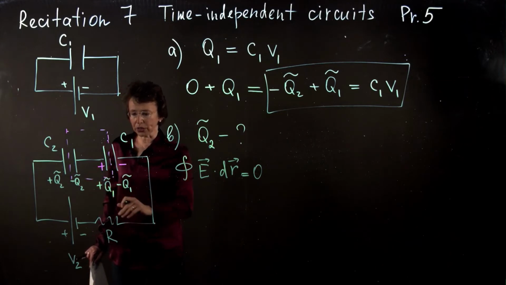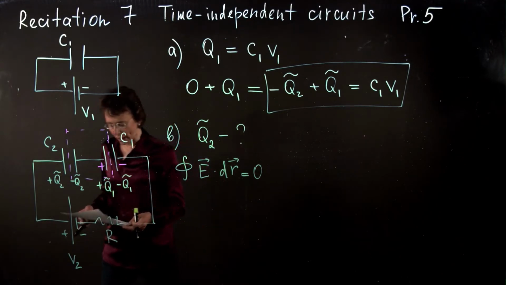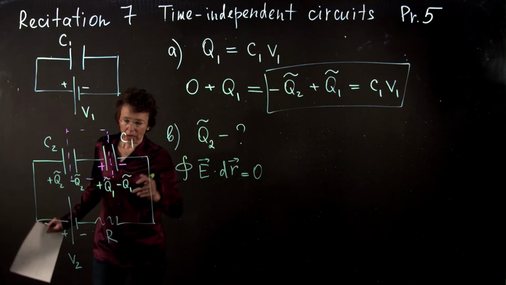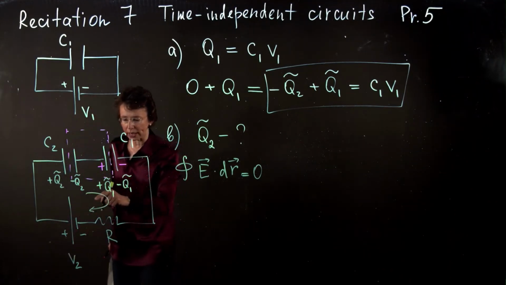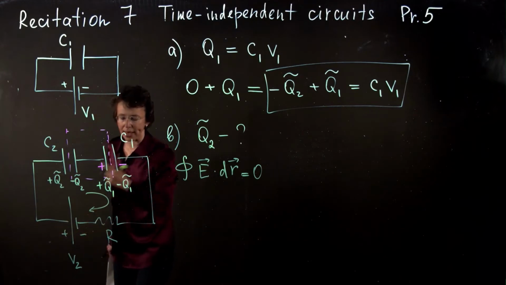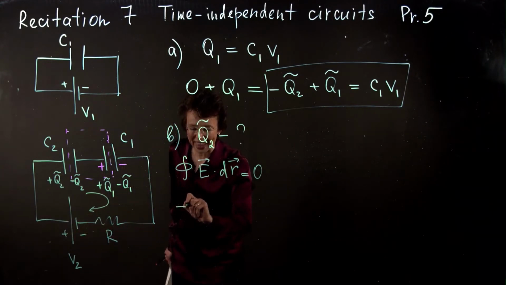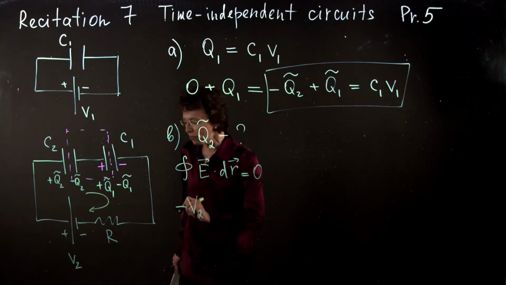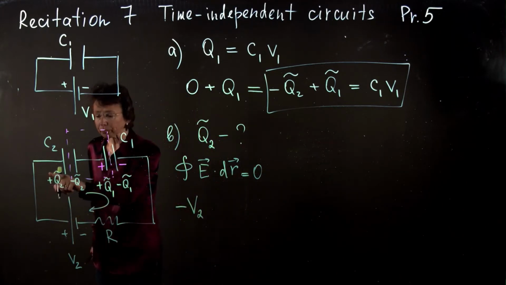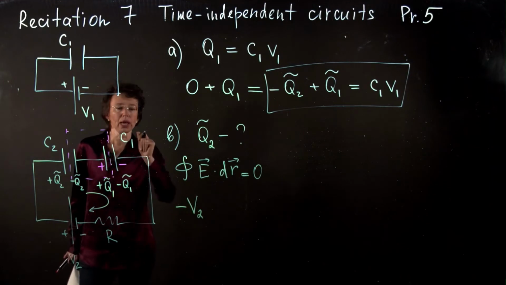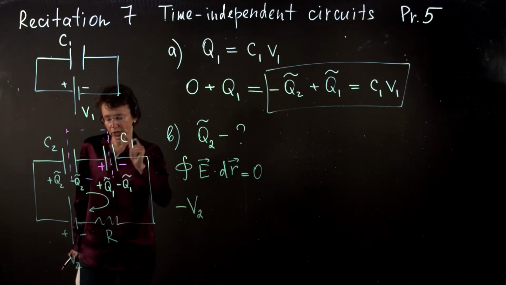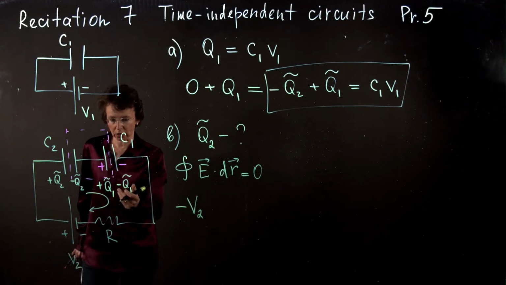Let's go around this loop. Which way would you like to go around the loop? I will choose clockwise. If I go around in the clockwise direction, from minus to plus, I have a positive change in voltage, negative change in E dot dr. I put minus V2. By the way, I didn't follow the steps. I have to mention that we start with the direction of current. So what is the direction of current?